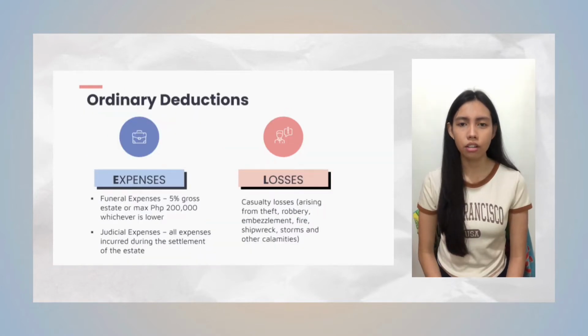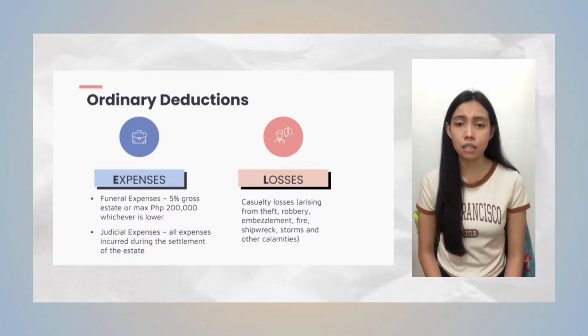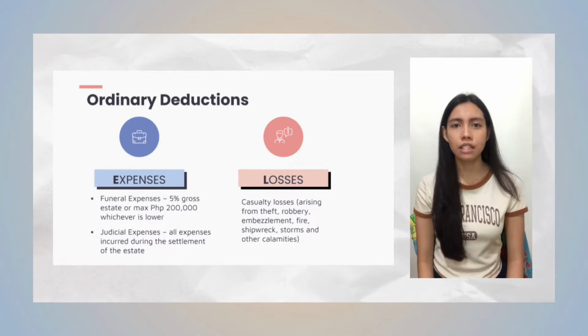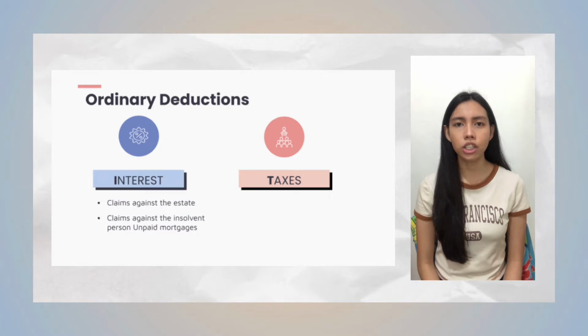First, ordinary deductions. Ordinary deductions in expenses have funeral expenses of 5% of the gross estate or a maximum of 200,000 pesos, whichever is lower, and judicial expenses, that is, all expenses incurred during the settlement of the estate. Ordinary deductions and losses are casualty losses arising from theft, robbery, embezzlement, fire, shipwreck, storms, and other calamities. Lastly, ordinary deduction in interest, which are claims against the estate and the insolvent person of unpaid mortgages.